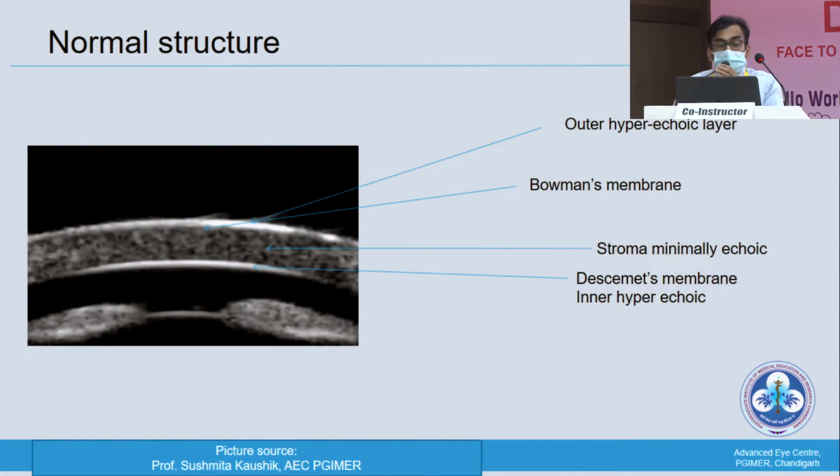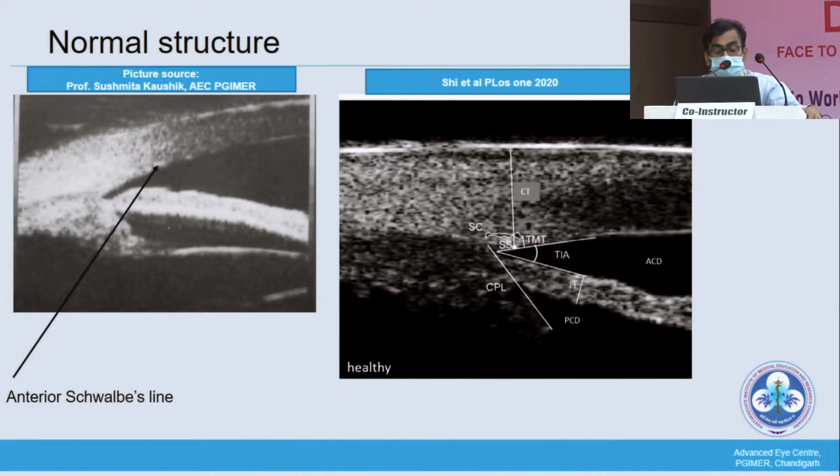So, a normal cornea usually looks like this: a multi-layered structure, with an outer hyperechoic layer that contains the epithelium. The stroma is minimally echoic compared to the inner layer. The Descemet's is hyperechoic. In the anterior segment, first is the Schwalbe's line, which is the junction of the translucent cornea and opaque sclera.